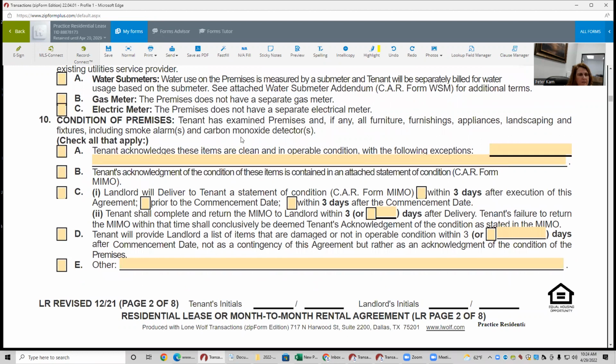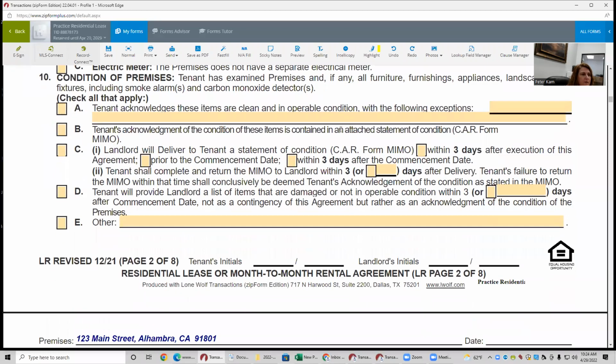Condition of the premises, this is very important. Tenant has examined the premises, and if any, all the furniture, furnishings, drapery, whatever, and including smoke alarm and carbon monoxide detectors. As your listing agents, make sure that the landlord has those already installed and understands if they're not there, that they need to get those in prior to commencement date. So you have several boxes here to check all that applies. So I think, if it's me, I'm going to check B.